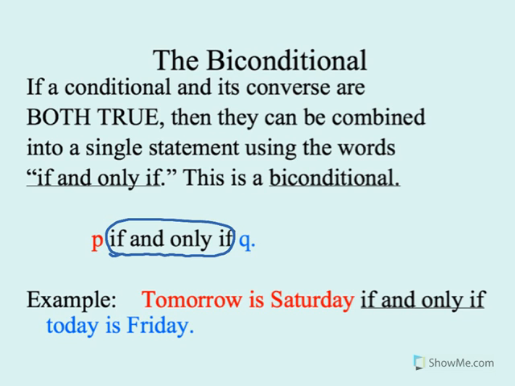So, for example, tomorrow is Saturday if and only if today is Friday. Now we could say if tomorrow is Saturday, then today is Friday, or the converse of that, if today is Friday, then tomorrow is Saturday. Because those are both true, we can link up the two statements with if and only if, and it doesn't matter which we put first, tomorrow is Saturday or today is Friday. I could easily switch those two, join them with the words if and only if, and it would form a biconditional statement. So that's it for if-then statements and the converse. We also learned about counterexamples and the biconditional statement.